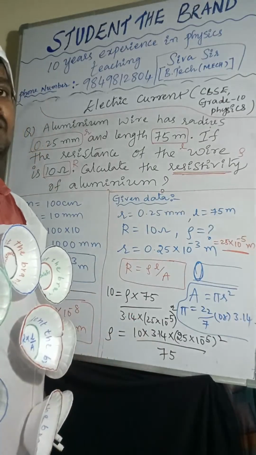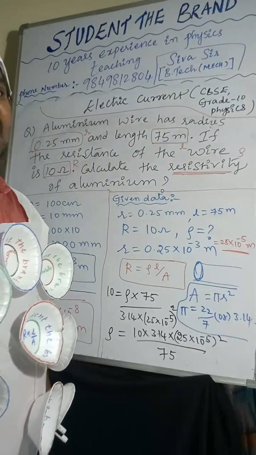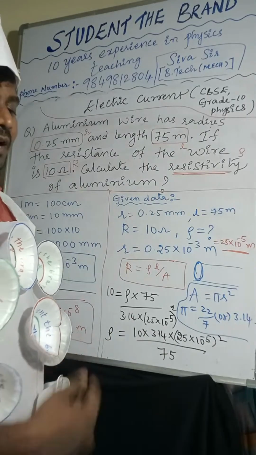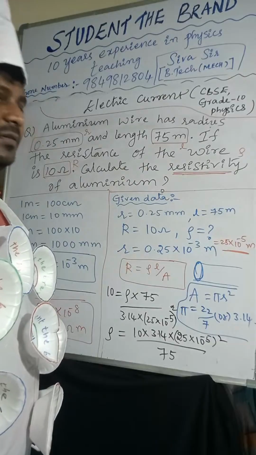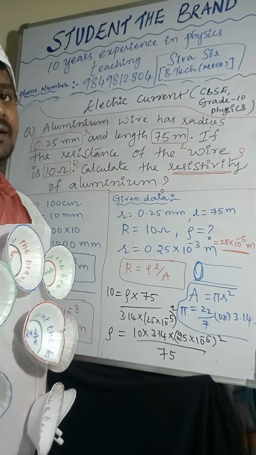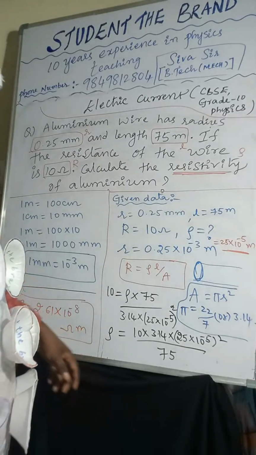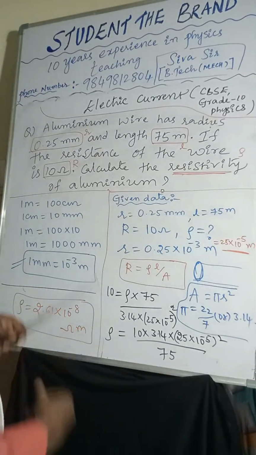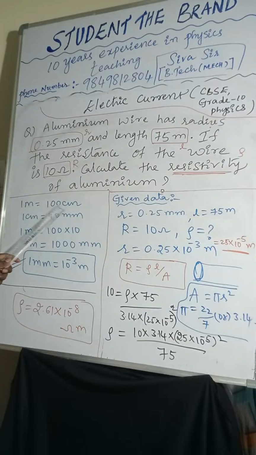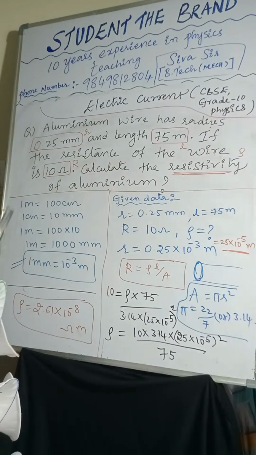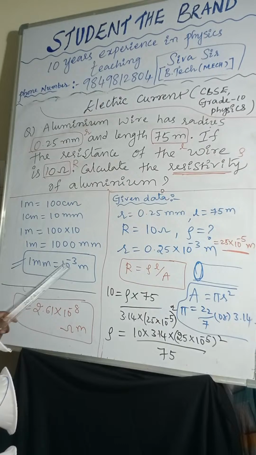So do not use a calculator while solving the problem. While solving the problem, try to use your own method to calculate. But this conversion is very important. I'm saying once again, this conversion. So 1 meter equals 100 centimeter, 1 centimeter equals 10 mm, and 1 mm equals 10 power minus 3 meter.